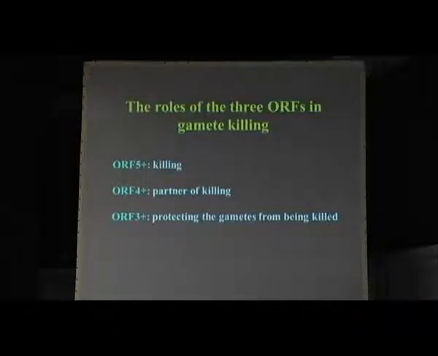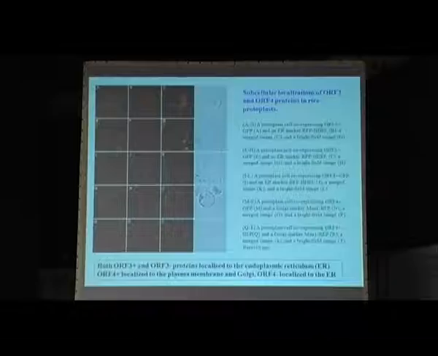And then we put the roles of these 3 OFs together in a gamete killing process. OF5 initiates the killing process, and then OF4 is a partner of the killing, and OF3 is protecting the gametes from being killed. So these are the functions of the 3 genes in this system.